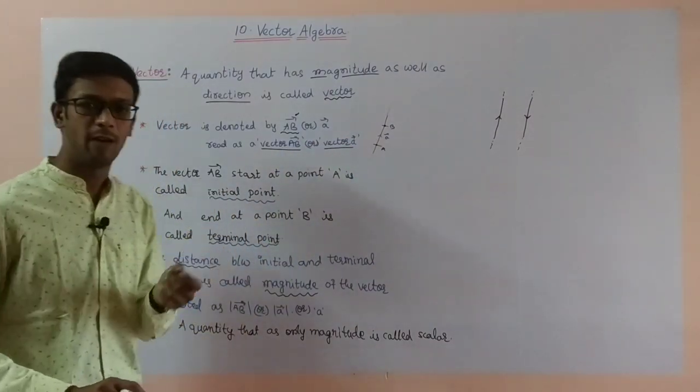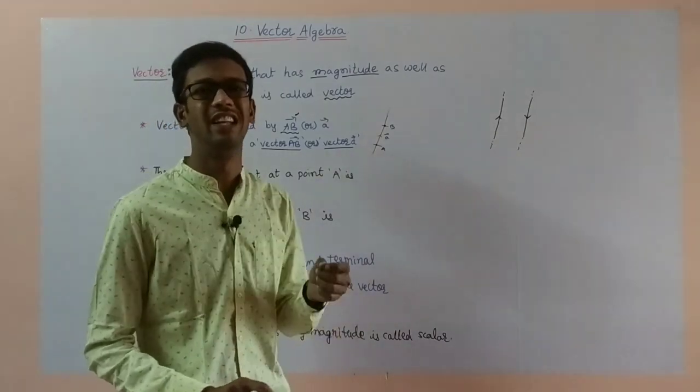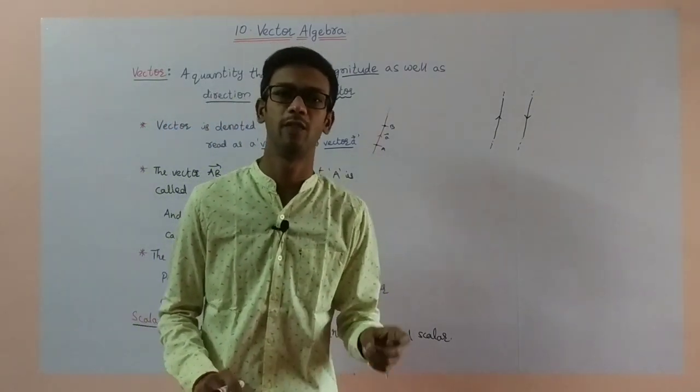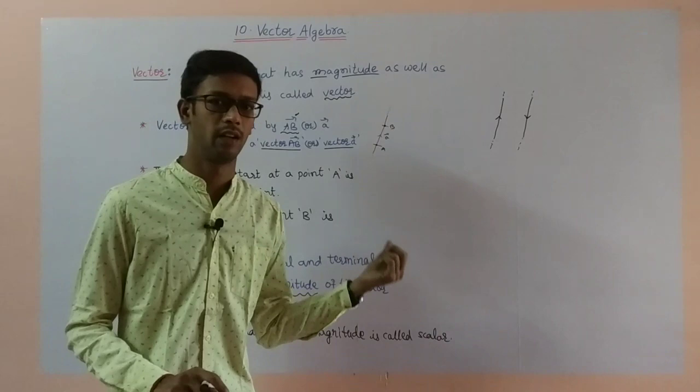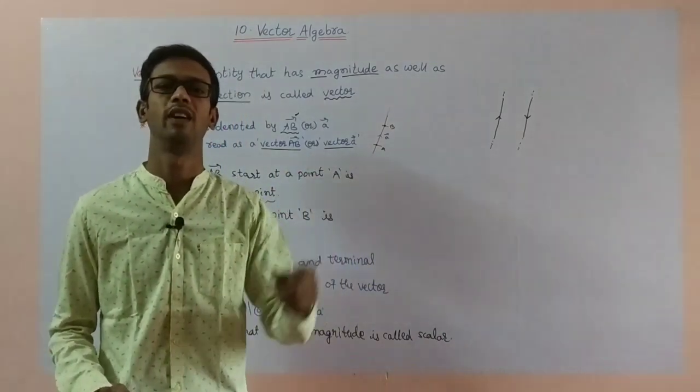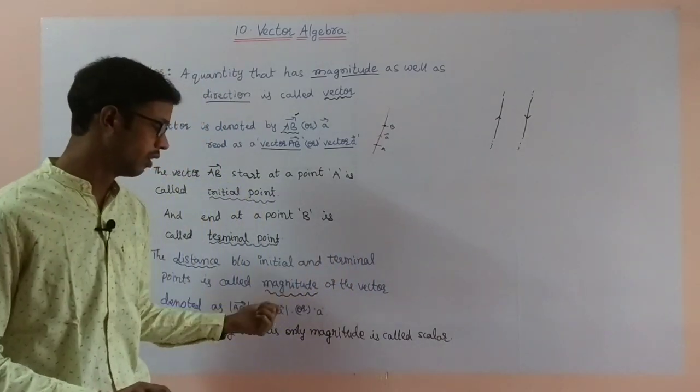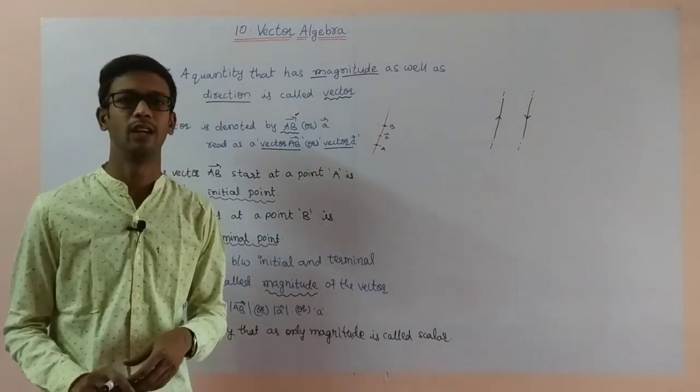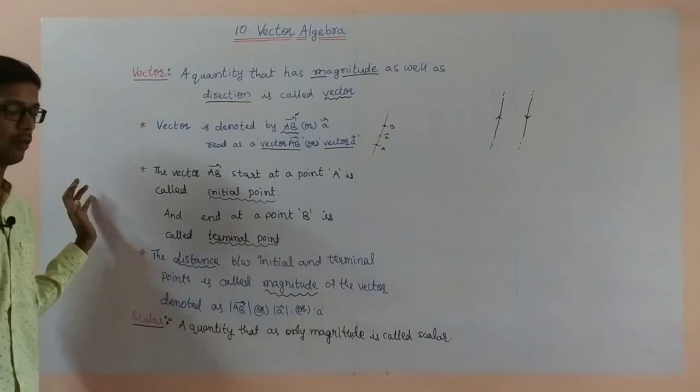Next, the starting point of the vector is called the initial point. The ending point of the vector is called the terminal point. The distance between the initial and terminal points is called the magnitude of the vector. So pause the video to note it down.